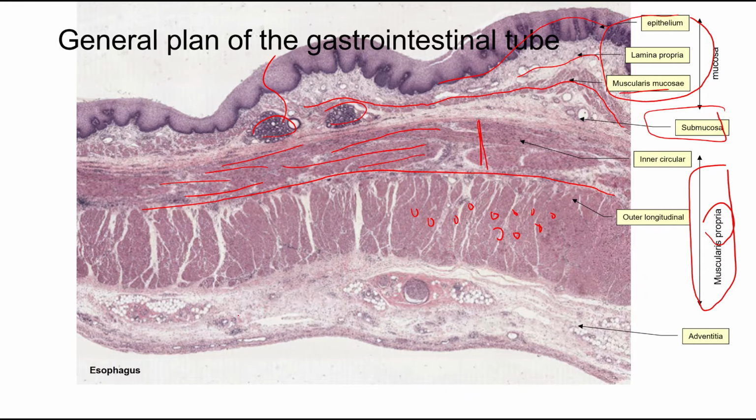Between the two layers of muscle fibers, you can see here traces of nerves, another autonomic nerve plexus. And then we have the adventitia, which is formed of connective tissue, contains blood vessels, nerves, but not a plexus, not an autonomic plexus with ganglia. And in some places, it is covered with mesothelium, which is the peritoneum, the visceral layer of the peritoneum.